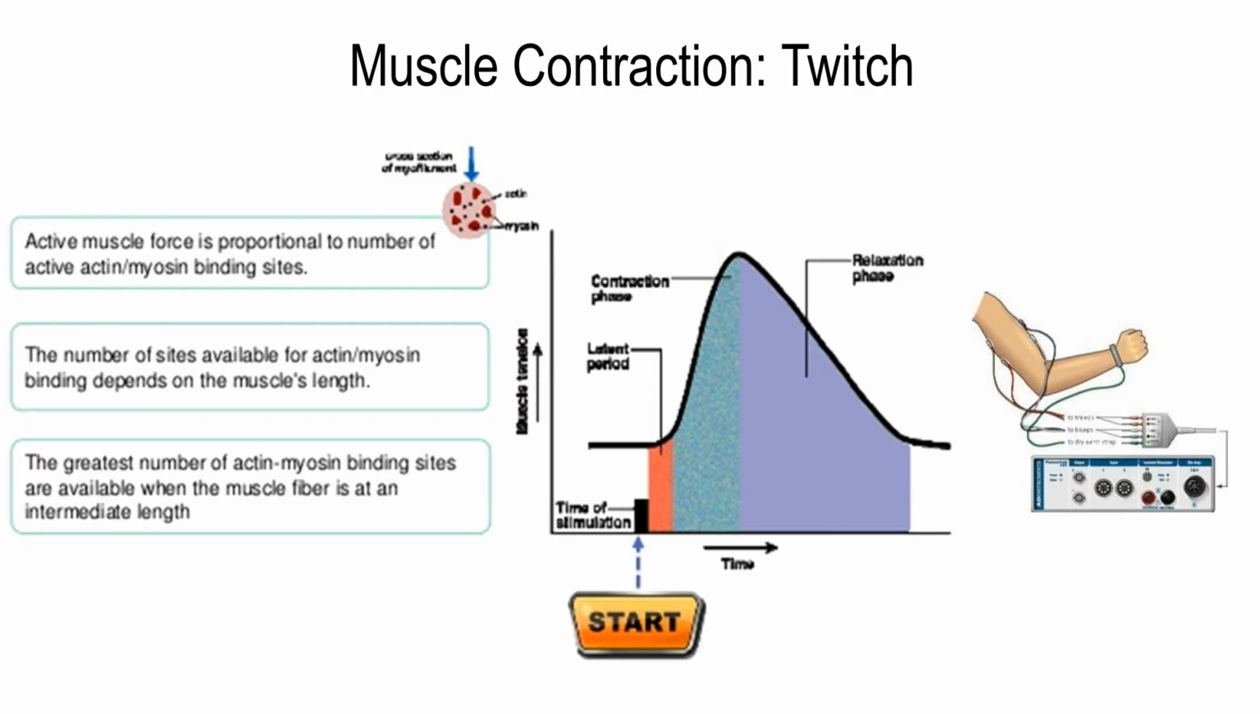Muscle contraction can be studied as a twitch, where active muscle force is proportional to the number of active actin-myosin binding sites.